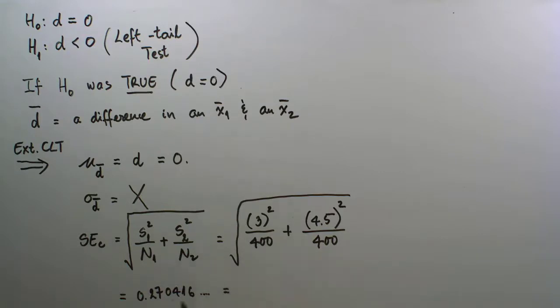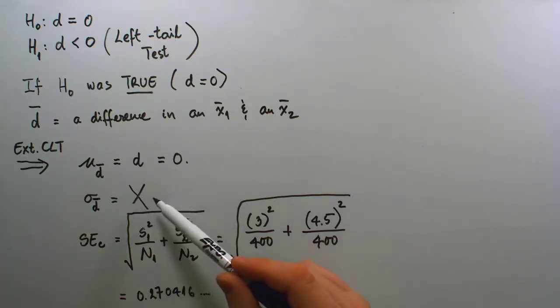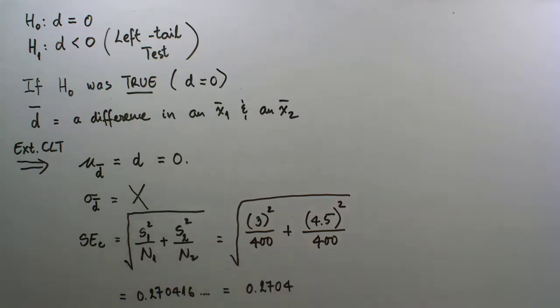Unless specified otherwise, throughout all of my lecture videos, I am going to round these SEC to 4 decimal places. So 0.2704. This value that we have just calculated is acting in place of the average spread, even though it's not exactly that value, but it's a close enough approximation of our sigma d bar, which we were unable to find because we never knew our sigma 1 and sigma 2.